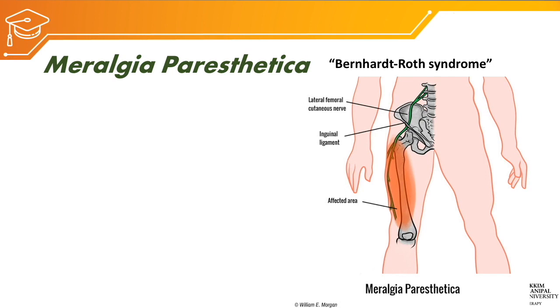Next nerve entrapment we'll discuss about is lateral cutaneous nerve of thigh. So once this nerve is impinged, it will give us symptoms of pain and numbness to the lateral aspect of the thigh, which is also called as meralgia paresthetica. The other name for it is Bernhardt-Roth syndrome. So the nerve involved is lateral cutaneous nerve of thigh.